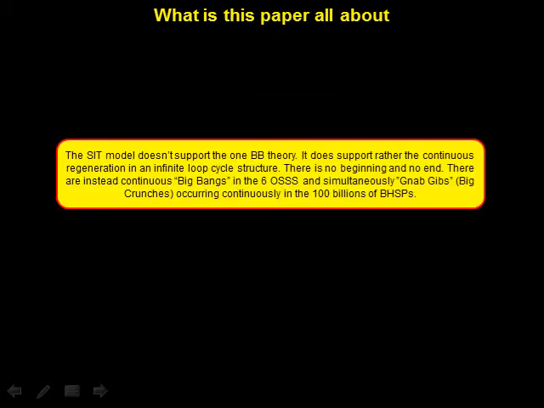The SIT model doesn't support the one Big Bang theory. It does support rather the continuous regeneration in an infinite loop cycle structure. There is no beginning and no end. There are instead continuous Big Bangs in the 6 outer spherical shell singularities and simultaneously Gnab-Gib Big Crunches occurring continuously in the hundreds of billions of black hole singularity points.